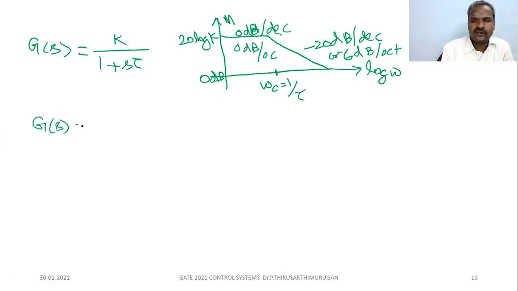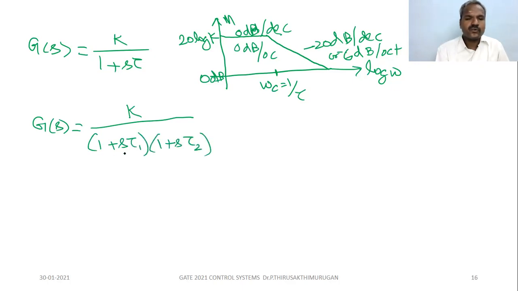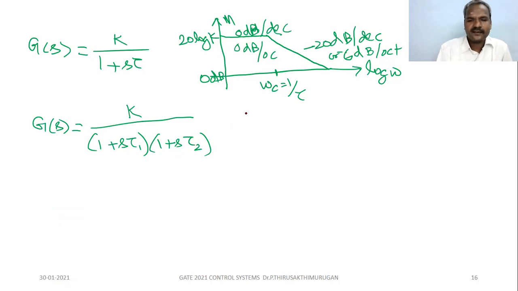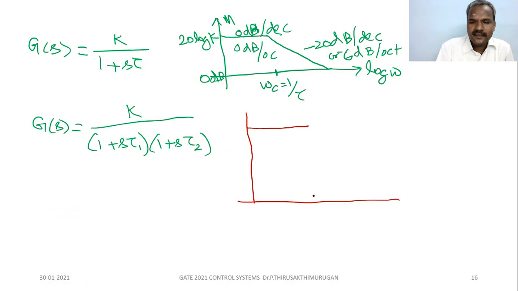Say what is the Bode plot for the next transfer function? So what is the g of s equal to? We can add one more factor in the denominator: 1 plus s tau 1, 1 plus s tau 2. So there are two corner frequencies and one constant factor. The initial slope starts from 0, and the initial level is 20 log k. The slope changes occur at the corner frequencies 1 by tau 1 and 1 by tau 2. Assume 1 by tau 1 is lesser than 1 by tau 2.